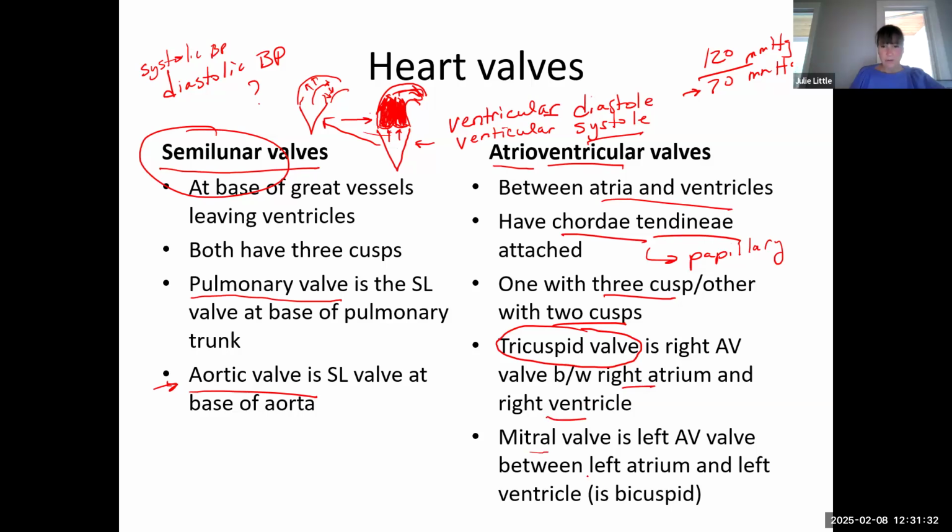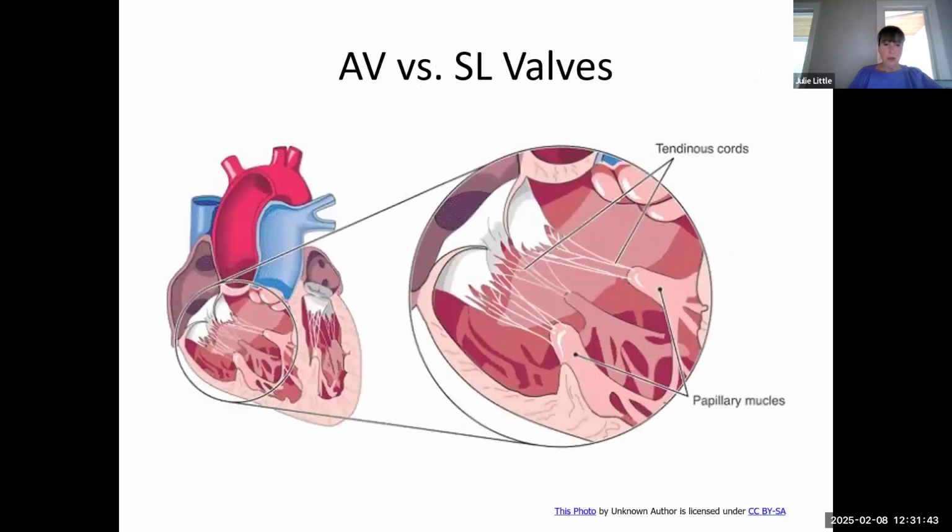The mitral valve, some people say it's the bicuspid valve because bi means 2. The mitral valve is on the left side of the heart between the left atrium and the left ventricle. So what these guys are doing, if we look at the AV versus semilunar valves, first of all, notice that the AV valves have the chordae tendineae, these tendinous strings, tendinous cords, attached to the papillary muscles. So you can see that.